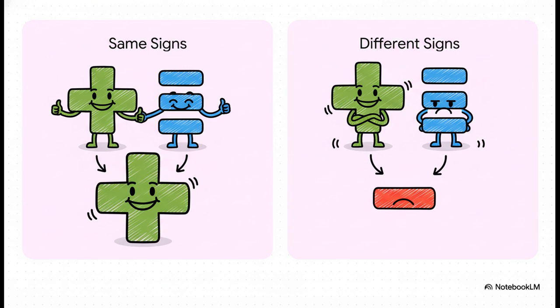It's this easy. If the signs of the 2 numbers are the same, so 2 positives or 2 negatives, the answer is always positive, period. If the signs are different, the answer is always negative. That's it. That's the whole thing.